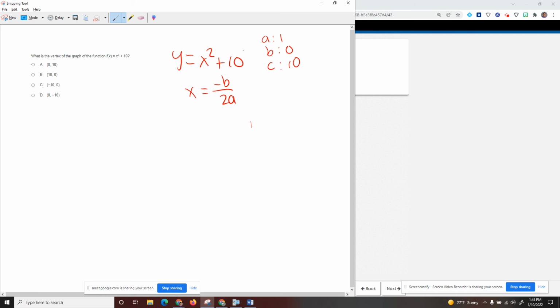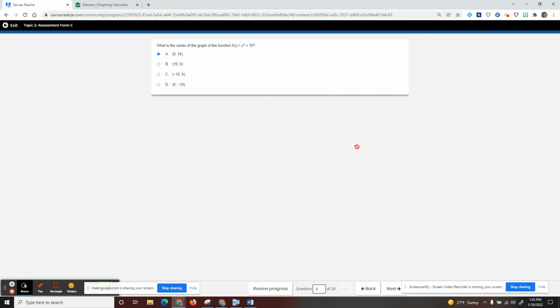So since b is 0, there is no negative, it's just 0. So 0 is the numerator. 2 times a is 1, so 2 times that would be 2. 0 divided by 2 is 0. So the x coordinate is 0, like we saw on Desmos. And then in order to get the y, we're going to substitute the 0 in for x. You get 0 squared plus 10, so that's 10. So the y coordinate is 10. So again, like we thought, A is your answer. So 0, 10 is your vertex. So you can find the vertex algebraically or on the graph.